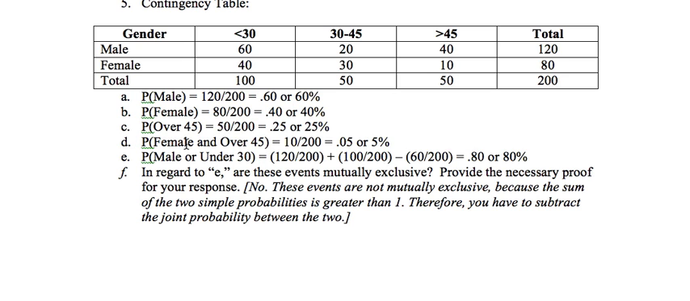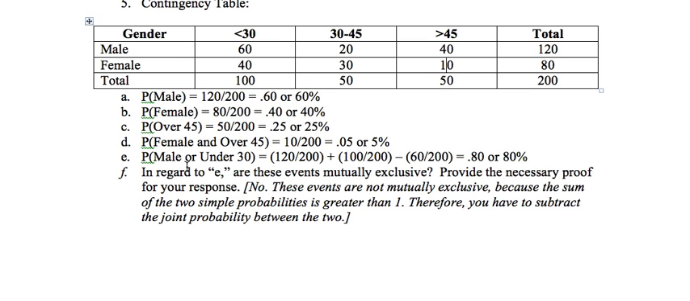Here under D, probability of female and over 45, of course, that's a joint probability. So the probability of female and over 45: I have 10 individuals that meet that particular criterion, female and over 45. And as you can see, 10 over 200, 5%.